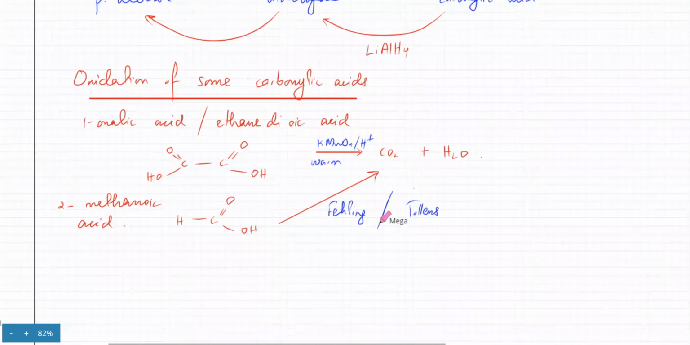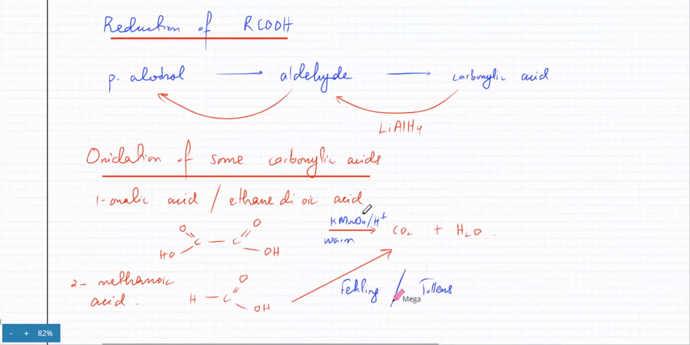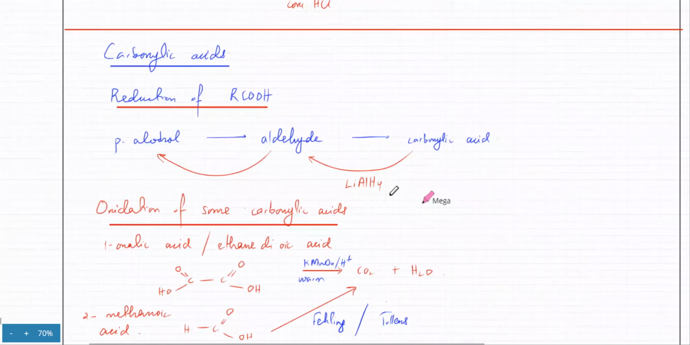Okay, now we're running out of time. Just remember that carboxylic acids don't usually get oxidized. There are only two of them that get oxidized. You don't have to remember much. Just remember that ethane dioic acid and methanoic acid are going to get oxidized by KMnO4, which is your oxidizing agent, or by Fehling and Tollens. If you remember from AS, Fehling and Tollens were also used to oxidize aldehydes. So we're going to revise that also in the next class.